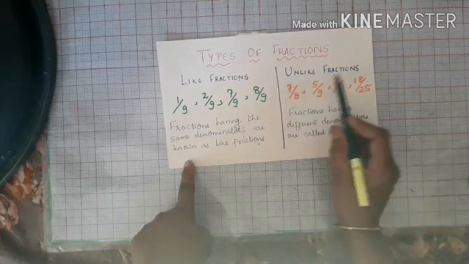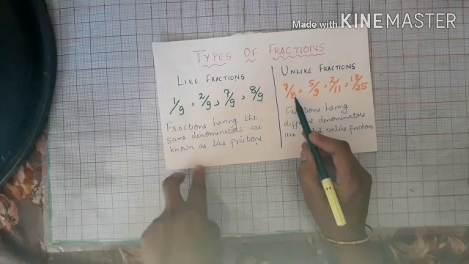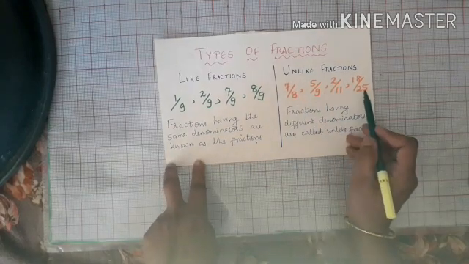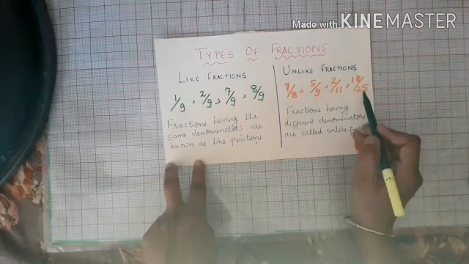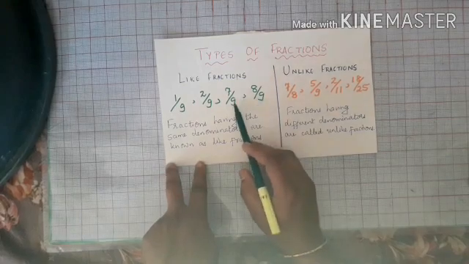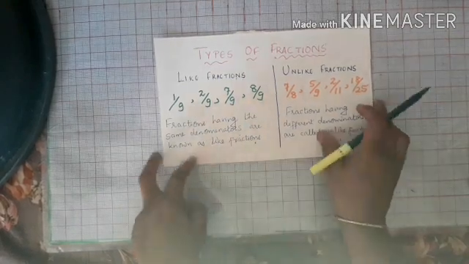And fractions having different denominators are said to be unlike fractions. Here you can see the example given. Here the denominators are different. And in like fractions, all the denominators are the same.